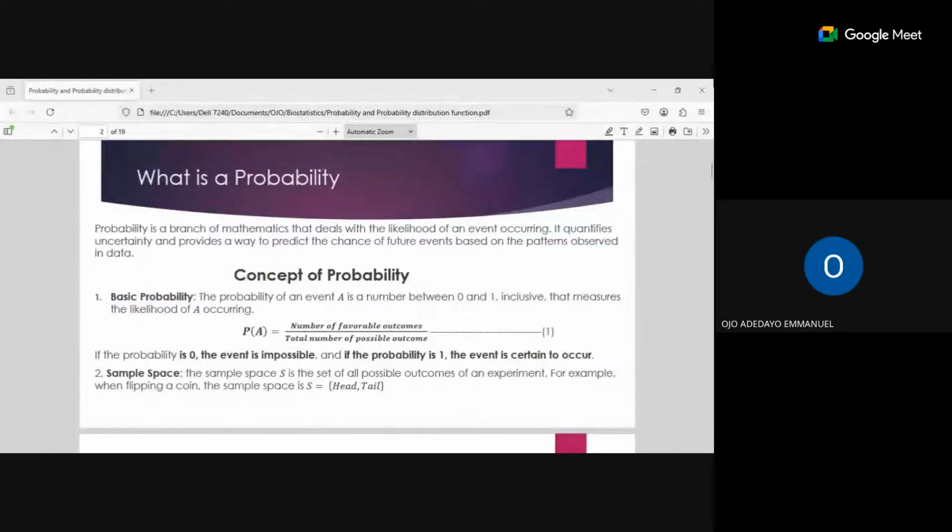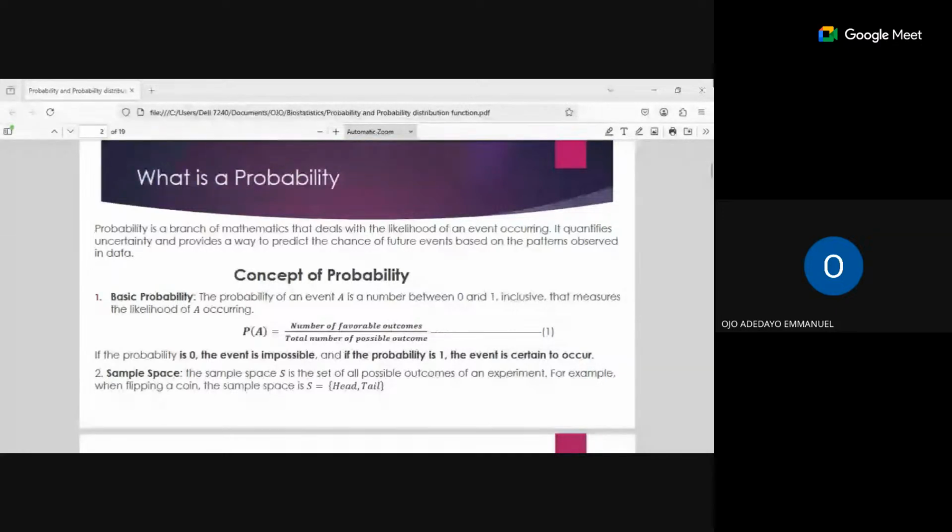And anytime you are calculating the probability value and you get 1 point something, anything above 1.0, that means you are wrong. If you are getting 1.1, you are wrong. If you are getting 1.2, you are wrong. So the probability cannot be greater than 1. And let me say expressly that the probability of an event that is certain to occur, that only God can change, is 1.